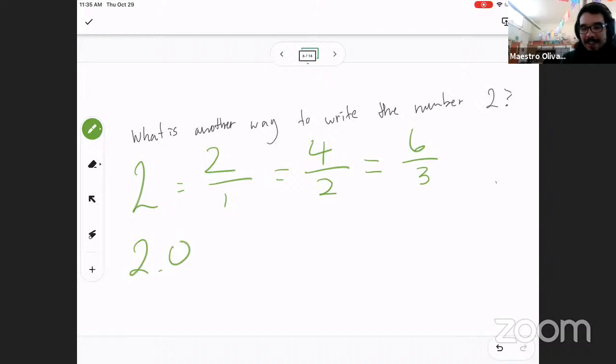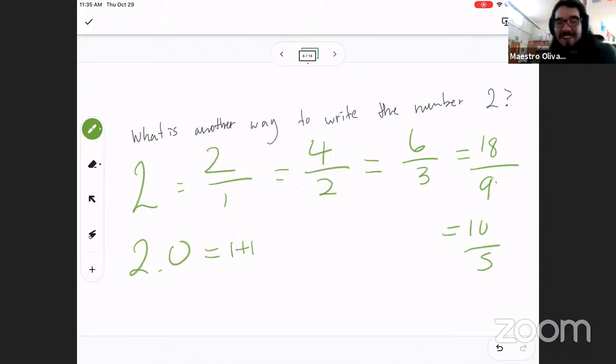Ah, Jennifer, you're so funny. She really said 1 plus 1. Yes. 18 over 9 or 10 over 5. These are all equal. So that's actually really funny, Jennifer.